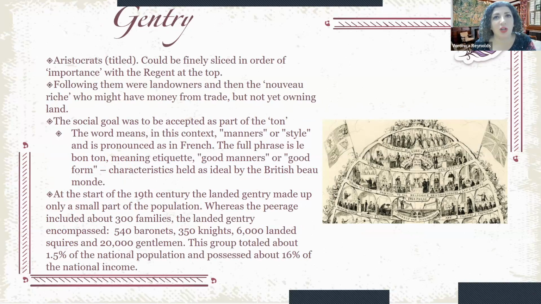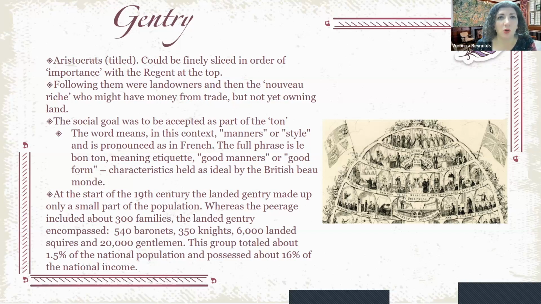So let's talk about the Gentry. This comes up so much in Jane's books that we can't not talk about it. At the top level, you can see we have our pie cake situation here, which I quite liked. This is a line illustration from the period. So at the top you have the aristocrats, and they can be finely sliced by importance. So the royal family, of course, is right on top. And then you have other landed gentry. And after them were people who were landowners, who might be known as nouveau riche. They have money from trade, but they're not yet owning land.